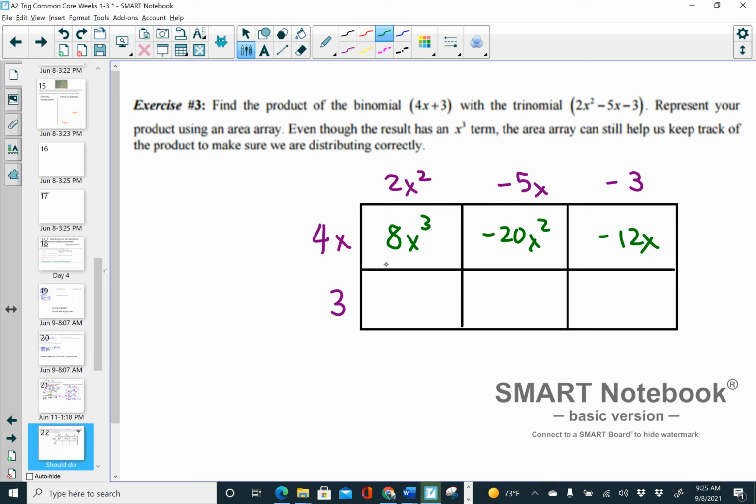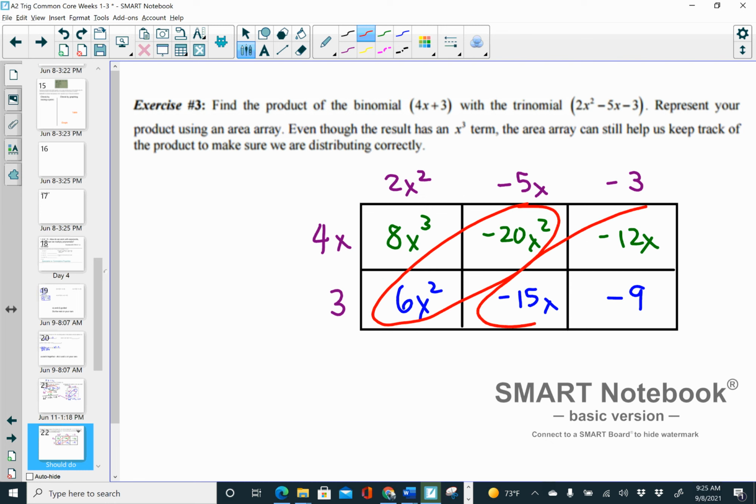Over here in this box, just go ahead and change colors. I'm going to do 2x squared times 3, which is going to give me 6x squared. Negative 5x times 3 is negative 15x. Negative 3 times positive 3 is going to be negative 9. I'm going to look along the diagonals, right? So here's a diagonal. They're like terms. This is a diagonal. They're like terms.